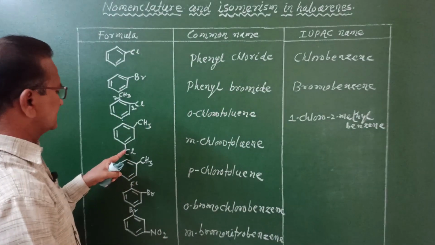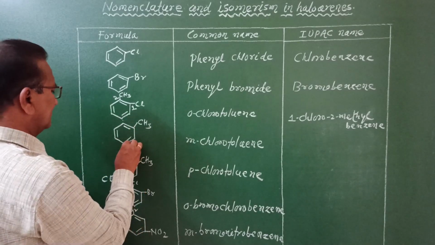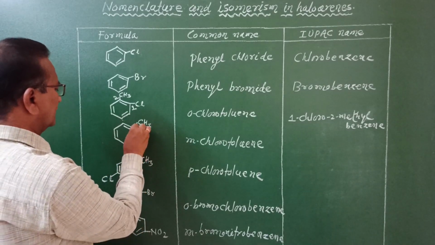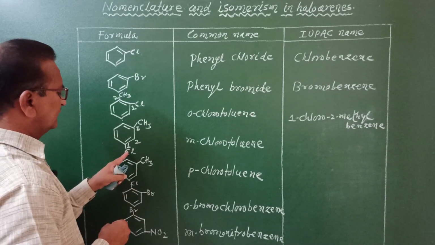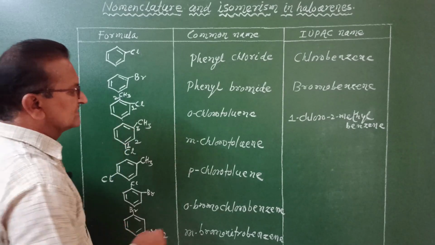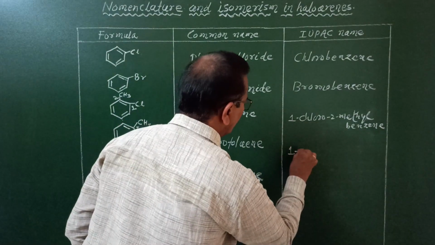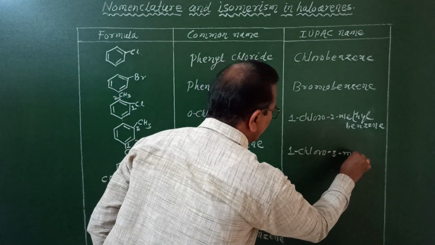With respect to this, this is numbered as 1, this is numbered as 2, this is numbered as 3. Carbon number 1, carbon number 2, carbon number 3. So the IUPAC name of this compound is 1-chloro-3-methylbenzene.